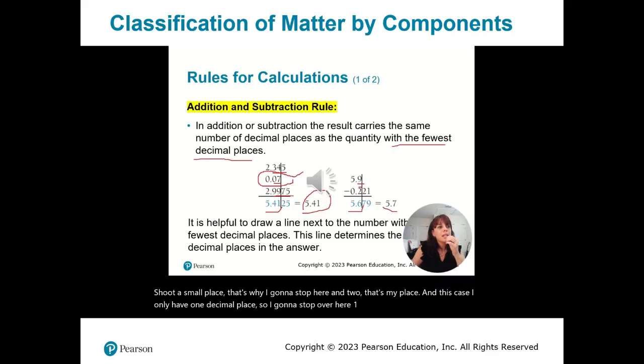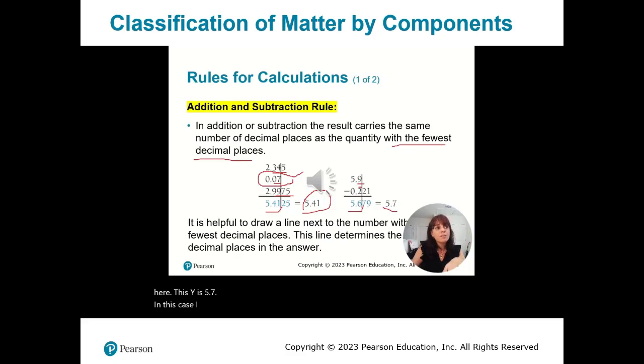Okay, see how I rounded? So this is important. If the next number here is over 5 or equal to 5, we increase 1 over here. This is why it's 5.7. In this case, I have 2, which is lower than 5. So we don't increase, so we keep it 41. Okay?